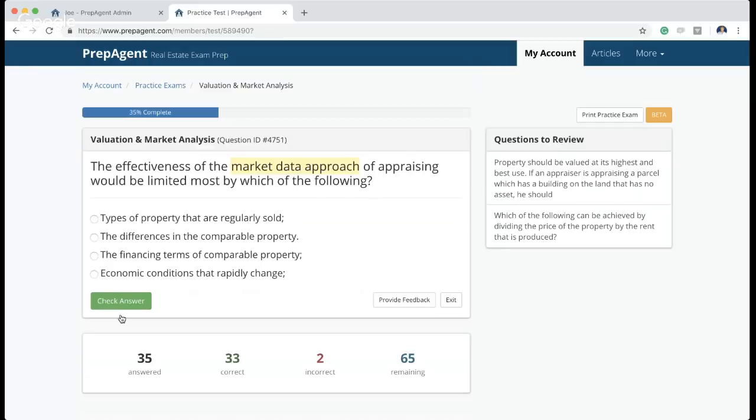The effectiveness of the market data approach for appraising would be limited most by which of the following: A, types of properties that are regularly sold; B, the differences in the comparable property; C, financing terms of the comparable property; or D, economic conditions that rapidly change.